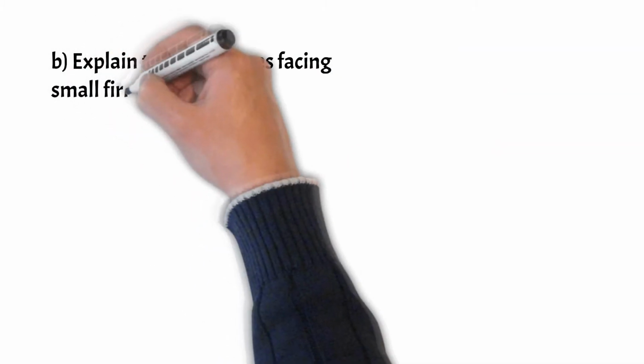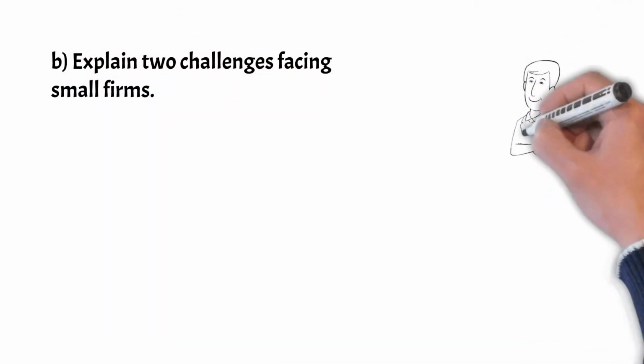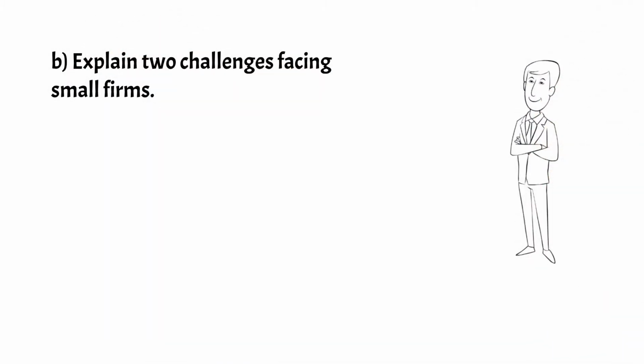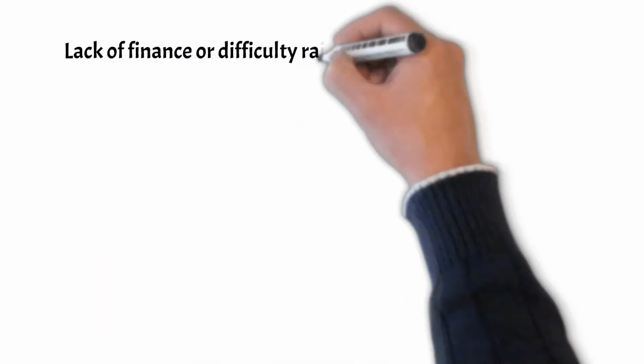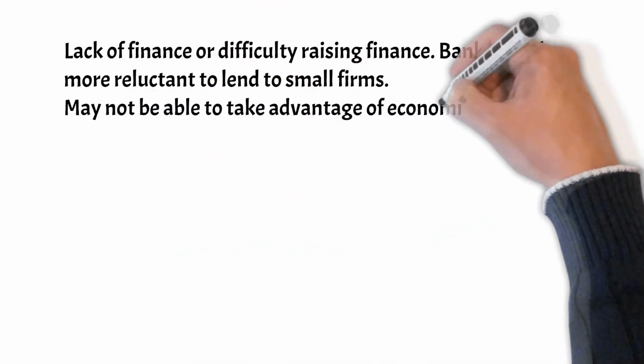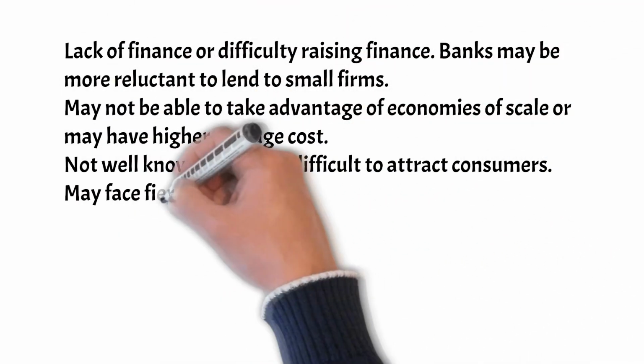Next, explain 2 challenges facing small firms. Remember the rules for explaining when you answer this question. You need 4 marks for this question. So pick 2 of these to complete the answer.